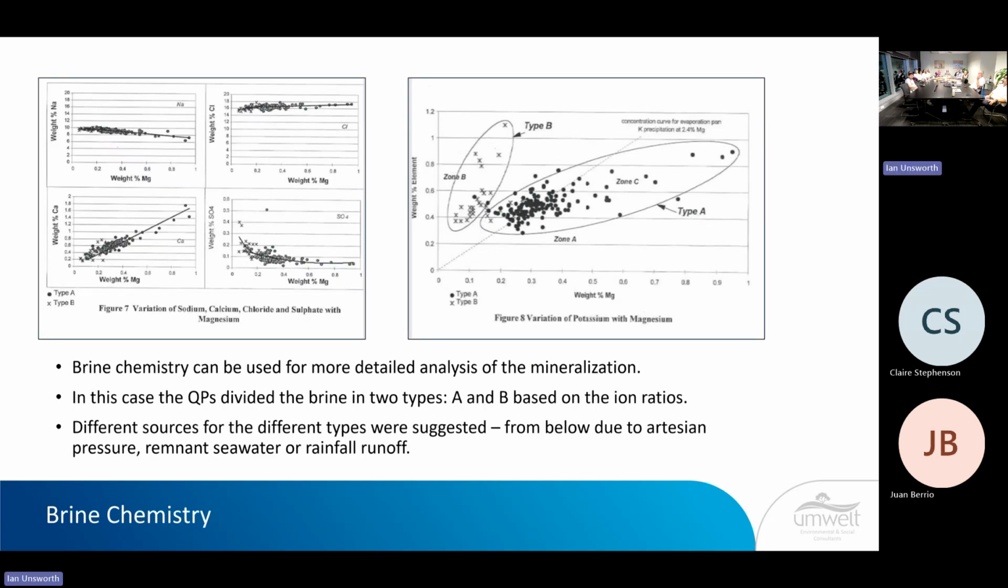So this is just an example of what you can do with the chemistry. This came from the immature salar that Sapra was talking about. These guys did some plots and decided that there were two different types of brine, and I think they in fact wrote a paper on it. They suggested that some of the brine was coming up from underneath through the aquitard under artesian pressure, and some of it was maybe remnant seawater or rainfall runoff.